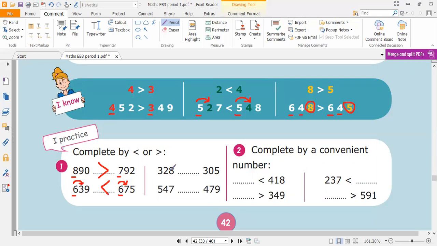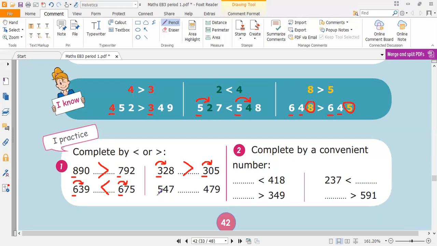Yalla. Here 328 and 305. I look at the hundreds. I have the same hundreds. I go to the next digit, to the tens. What do I have in the tens? I have 2 and 0. 2 is greater, so I open the mouth to the greater. I say 328 is greater than 305.